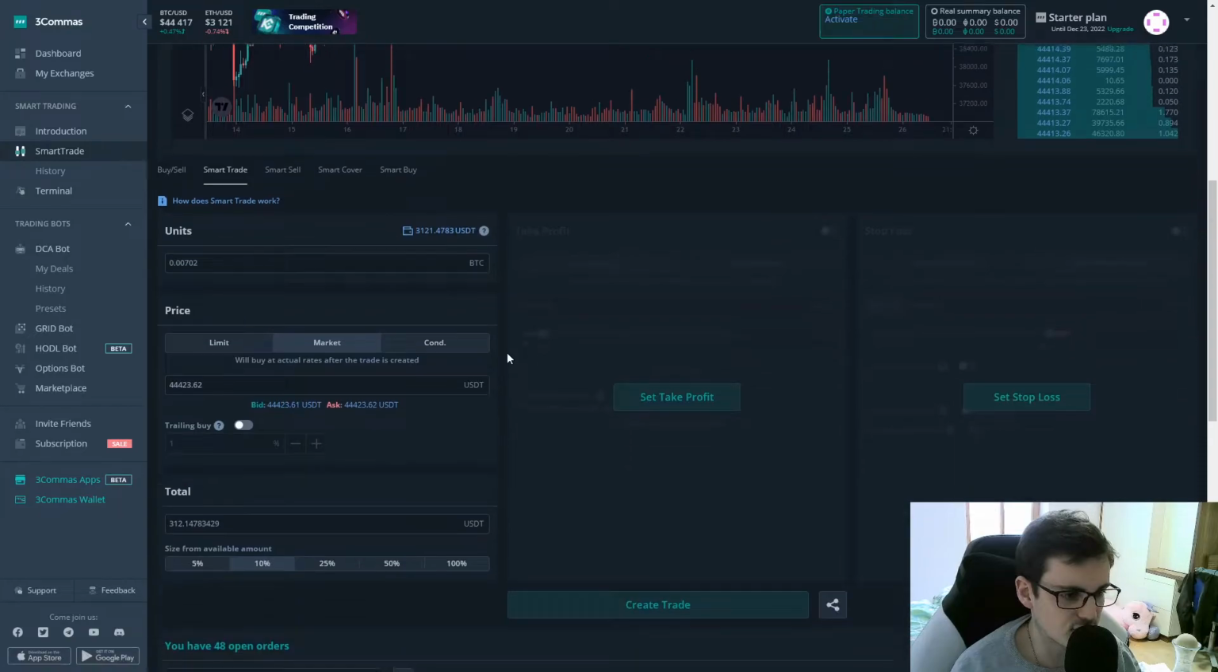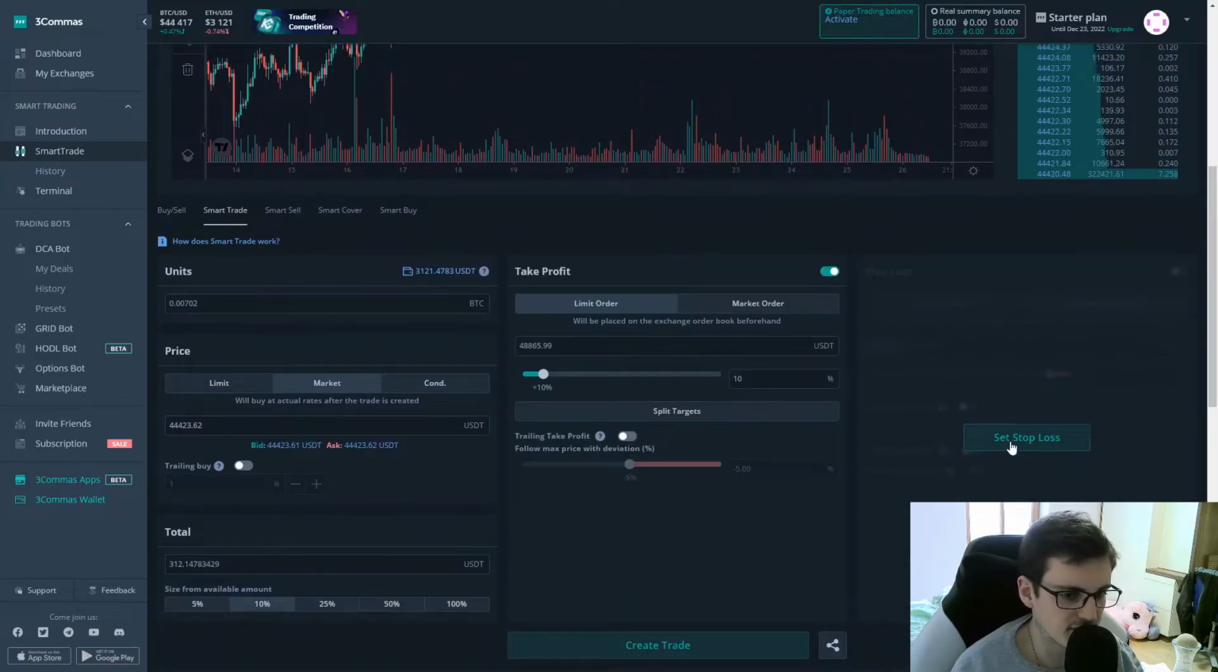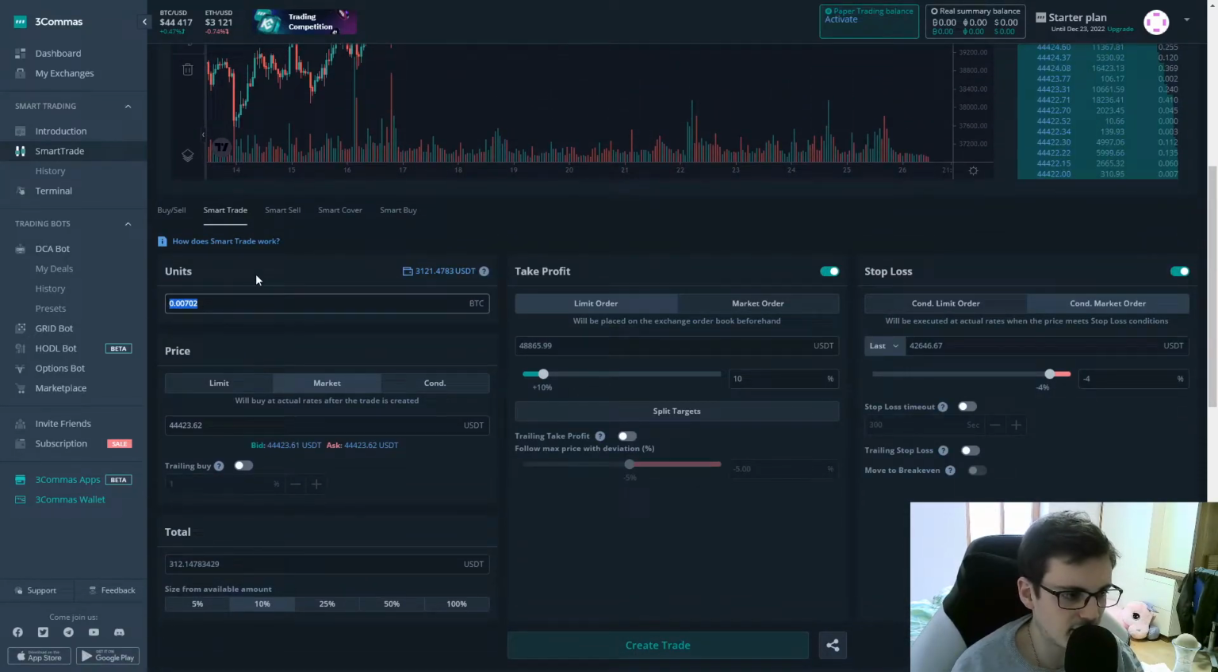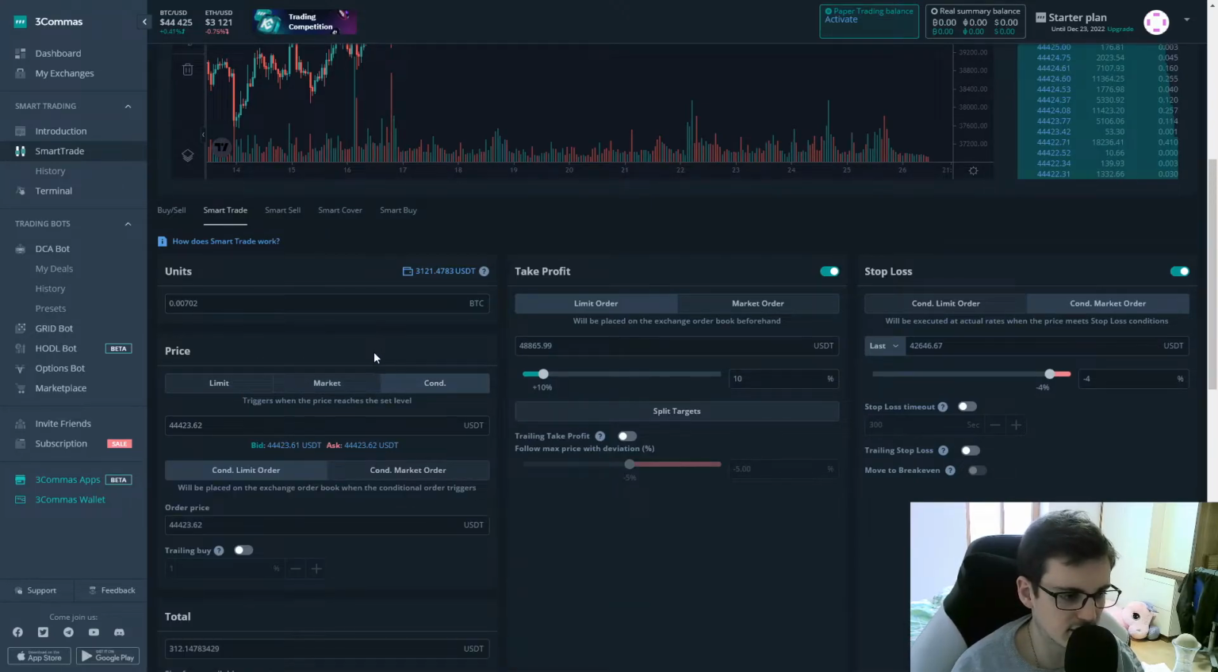And we have the SmartTrade. So with the SmartTrade, you can specify again how much you want to buy, at which price, which can either be limit, market, or conditional again.